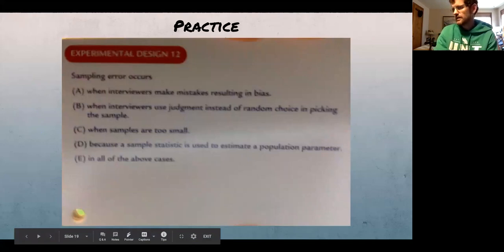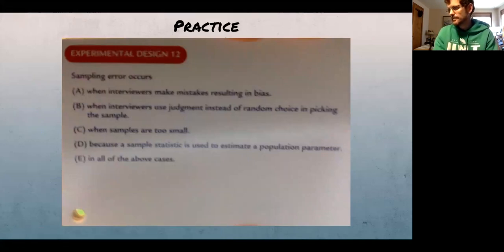Last question of the day. If you're about to put your answer in, go for it. By far the most common answer here is E, all of the cases. We talked about sampling error yesterday. It's the very last thing that we did. Let's just go through these. Sampling error occurs when interviewers make mistakes resulting in bias. It's not that one. Okay, so that means it's not going to be all cases.